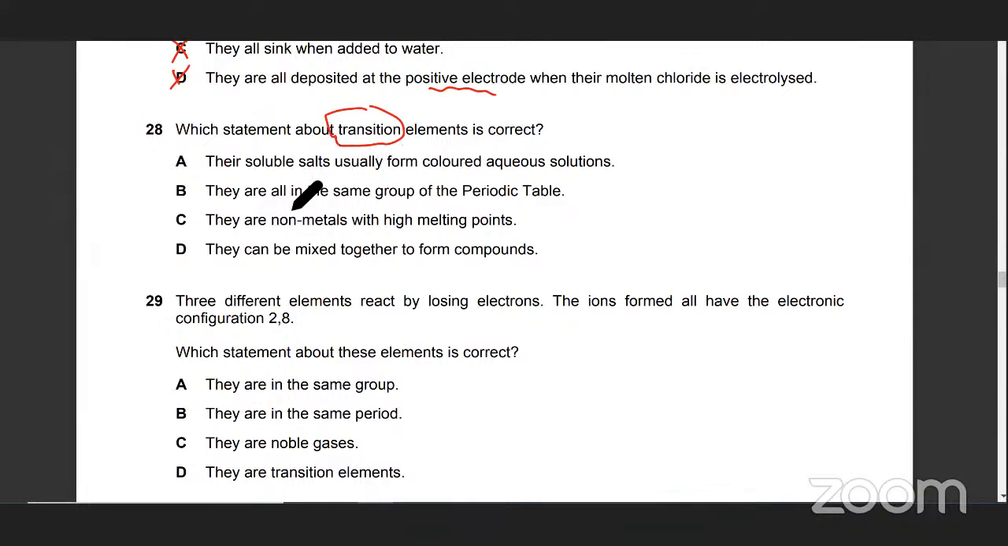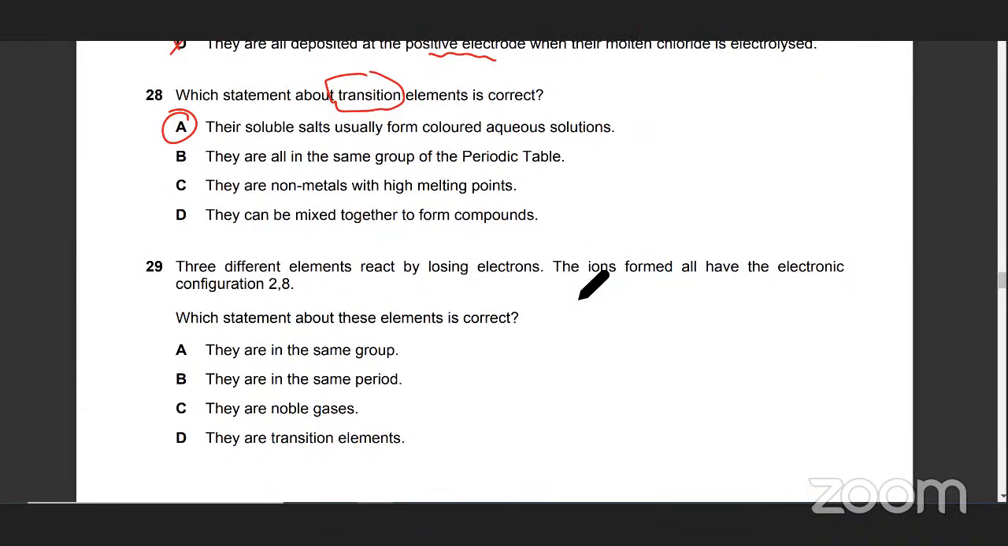Their soluble salts are colored. ठीक है, that's fine. They're all in the same group of the periodic table. They're not even in the same group. ठीक है, they are non-metals with... नहीं, they're all in the same group. Which statement of transition elements is correct? नहीं, the first correct है ना. First ही है ना. हमने first क्यों ignore किया? So the first one is correct.